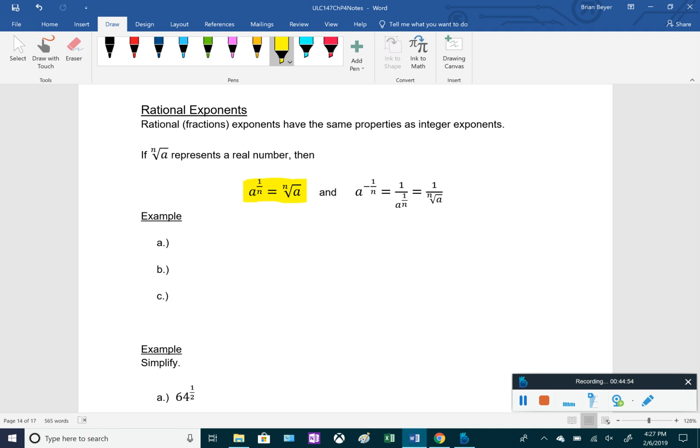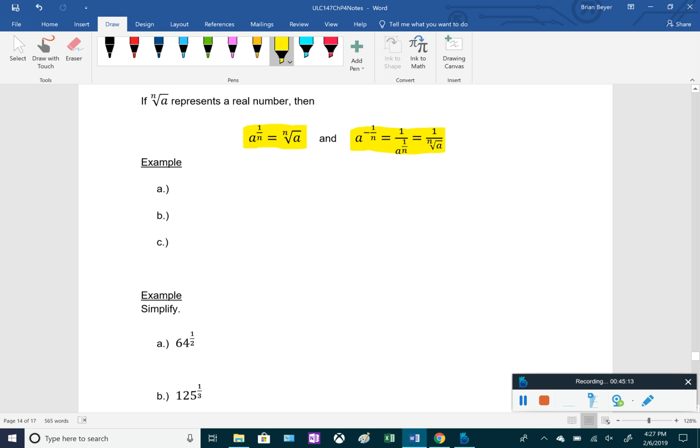And if we have a to the negative 1 over n, negative exponent means we just reciprocate it, so that would be 1 over a to the positive 1 over n, which would be 1 over the nth root of a. Okay, so let's see some examples here.